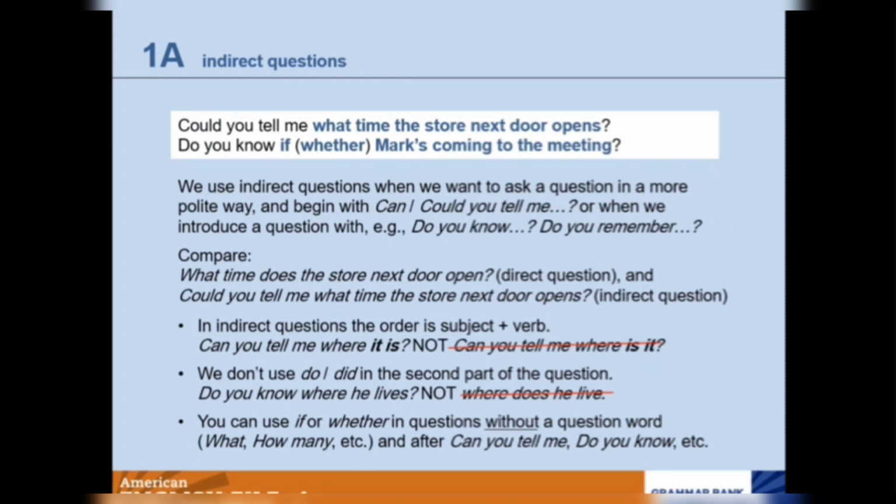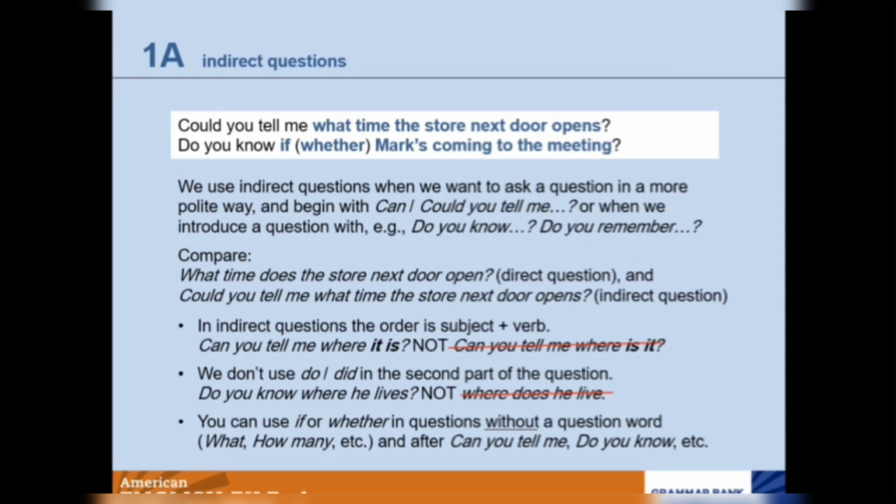Could you tell me what time the store next door opens? Do you know if, or do you know whether, Mark's coming to the meeting? What do you see here? We've got indirect questions. We use indirect questions when we want to ask a question in a more polite way and begin with, for example, could you tell me, or do you know, do you remember? So guys, remember this: when we add these phrases to be more polite, the question form changes to a statement form.